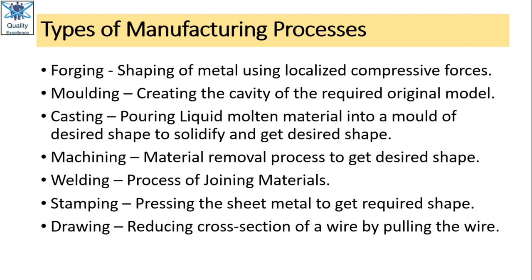Drawing is reducing the cross section of a wire by pulling the wire. So these are some of the manufacturing processes. You can go through your syllabus. If there are more manufacturing processes, you can go through that and prepare for this. So basically this question is related to types of manufacturing processes.